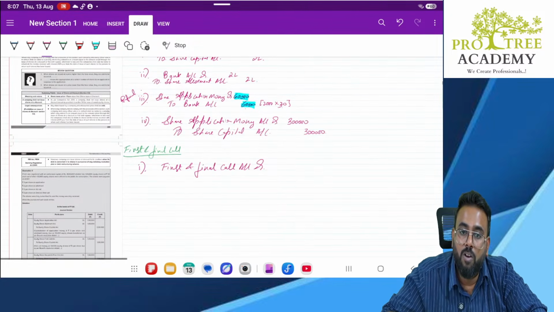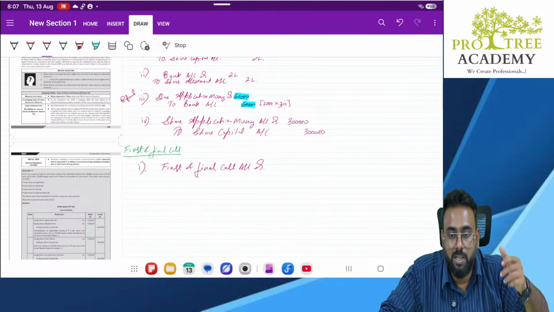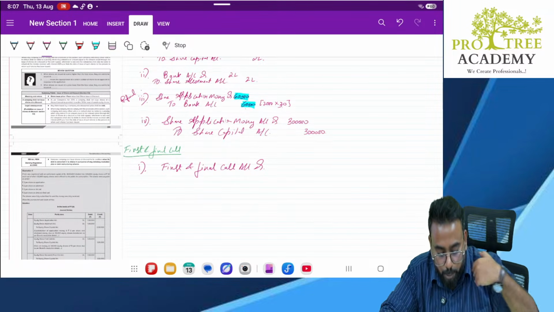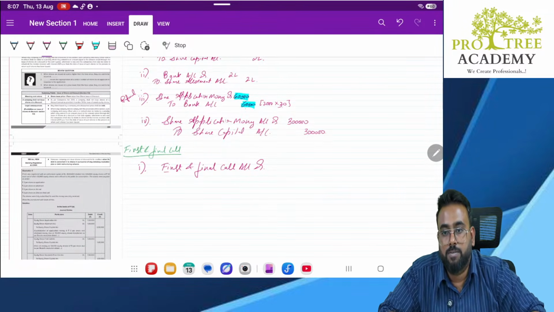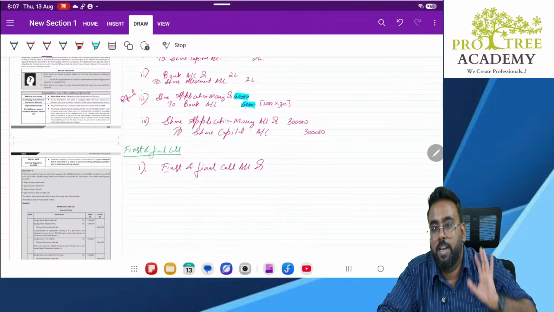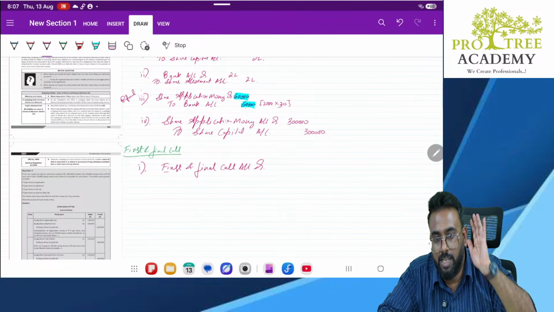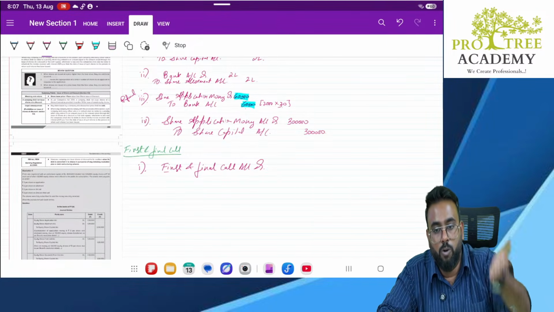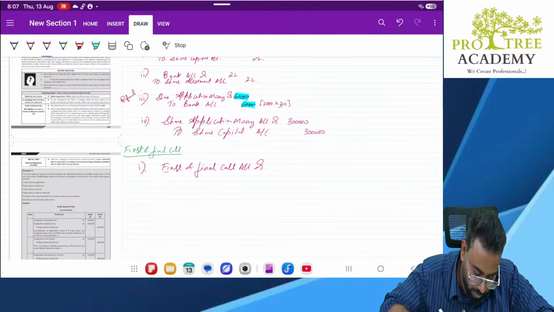So your first and final call account debit acts like an asset account. When you have a receivable, you will put it in the name of first and final call. It is a receivable, so it is a debit balance. Whenever receivable goes up, it will be debited. Okay?